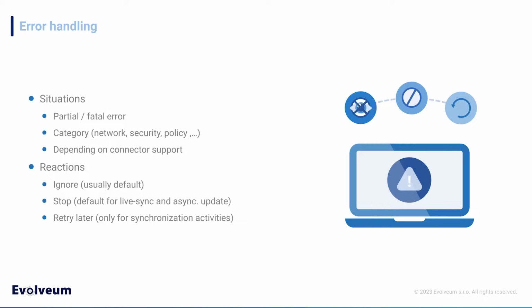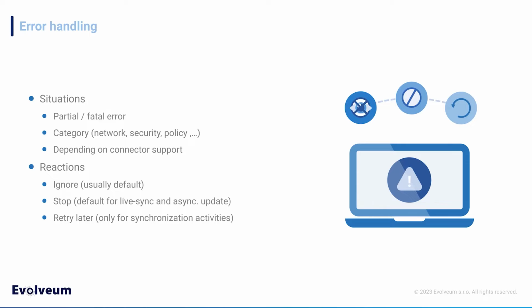And this is the default for live synchronization and asynchronous update, because in live synchronization you probably want to process the objects in order. So if there is a problem, you want to stop, figure out what is happening, and then continue. But of course, in some cases you can override this, and let's say even for live synchronization, you can just ignore this because it will be solved later.